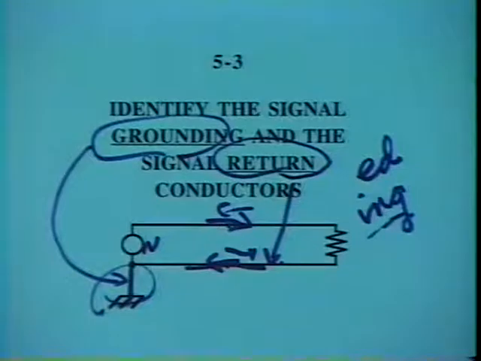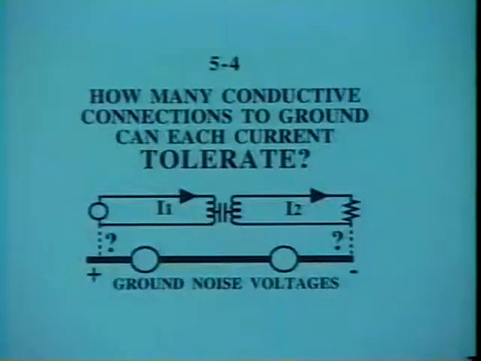Anyway, the main distinction between whether it's a signal conductor or a grounding conductor is, does it carry a significant amount of current on purpose? If it's supposed to carry current, it can't be part of the grounding system. It has to be part of the intended signal path. So that's the easy way to tell the difference. Do we intend for the conductor to carry current or not?